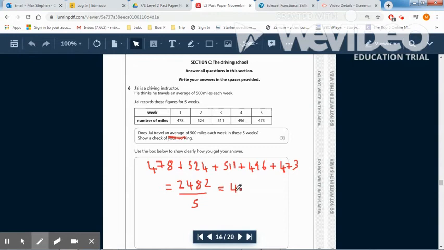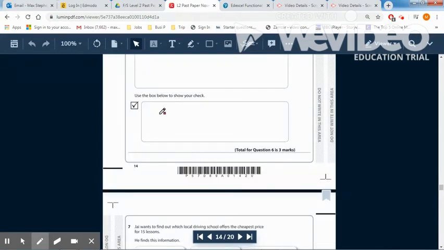And my answer is 496.4 miles. So does he travel an average of 500 miles? No. He travels just a little less, 496.4 miles. Also got a check here, so we're just going to do the opposite. So we ended up with 496.4, and we divided by 5 to get there, so we're just going to multiply that by 5. And that's going to take us back to 2482, which is what we had before that.